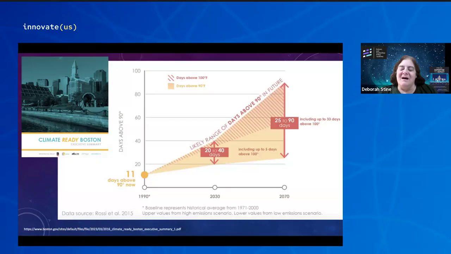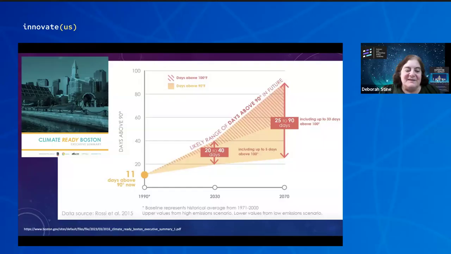And they're putting it in a context so people can understand, like, how many days do we have this summer that are over 90 degrees? I know here in Pittsburgh, we've had a lot more days over 90 degrees this summer than in the past. And it's really important to contextualize it.